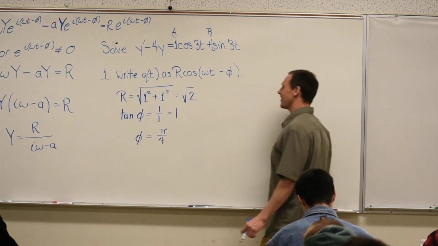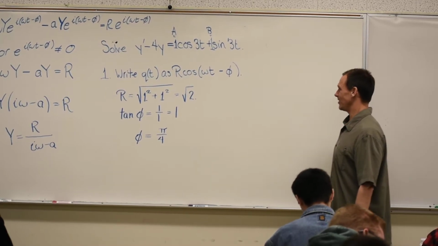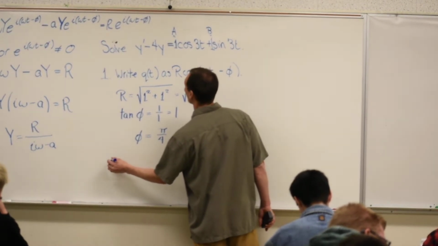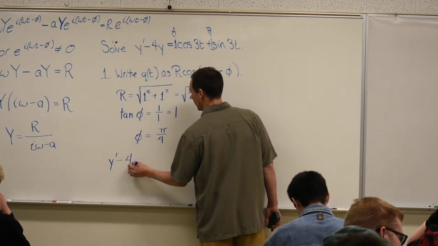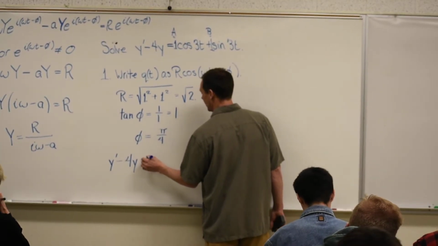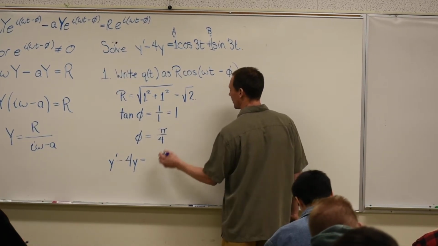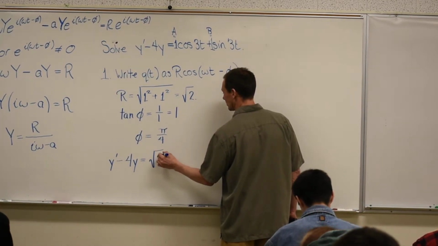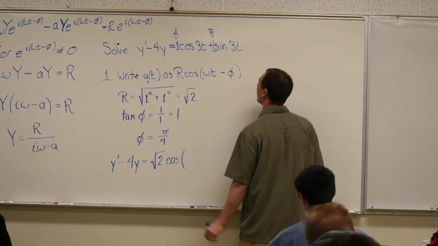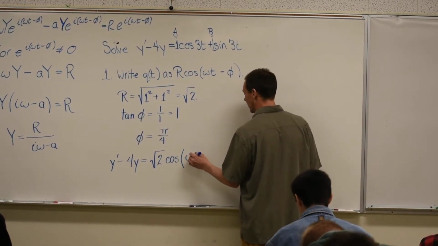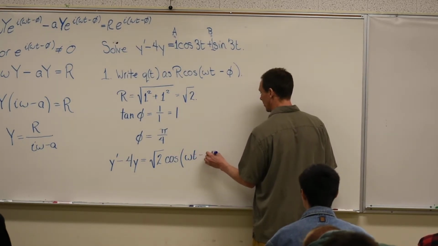Okay. All right. So I think we're ready. So we've done that. So I can write y prime minus 4y equals square root of 2 cosine of (omega t minus pi over 4).